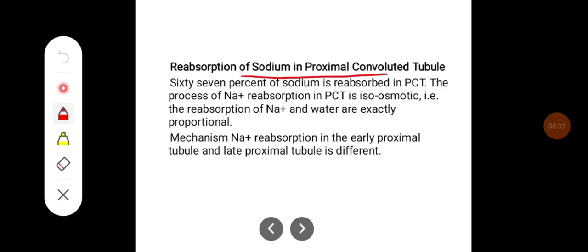Reabsorption of sodium in the proximal convoluted tubule. Almost 67% of the sodium is reabsorbed in the PCT. The process of sodium reabsorption in the PCT is isoosmotic. That is, the reabsorption of sodium and water are exactly proportional.